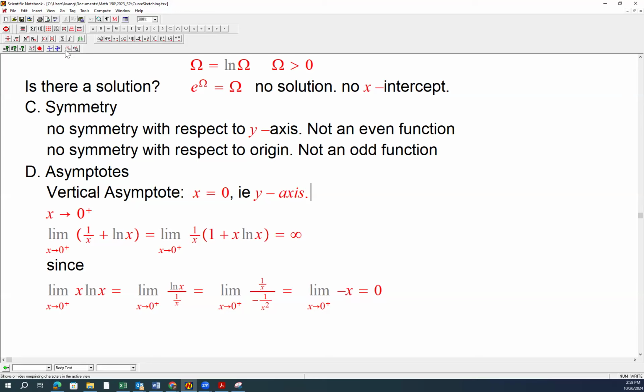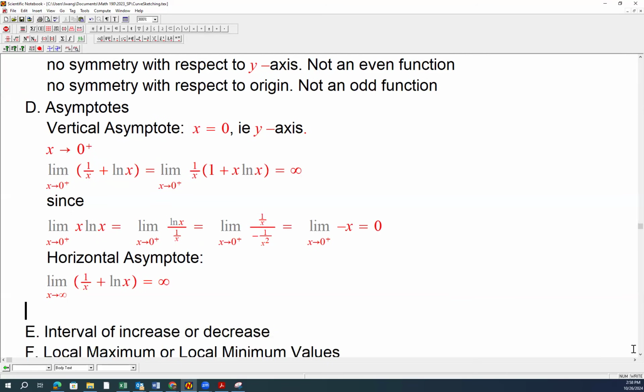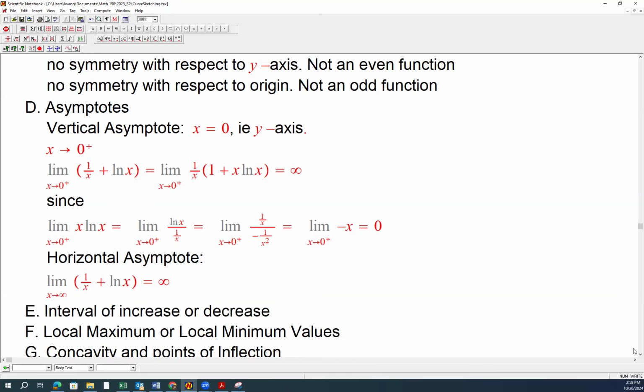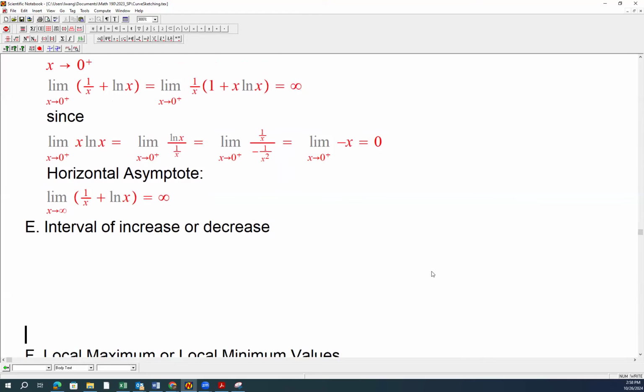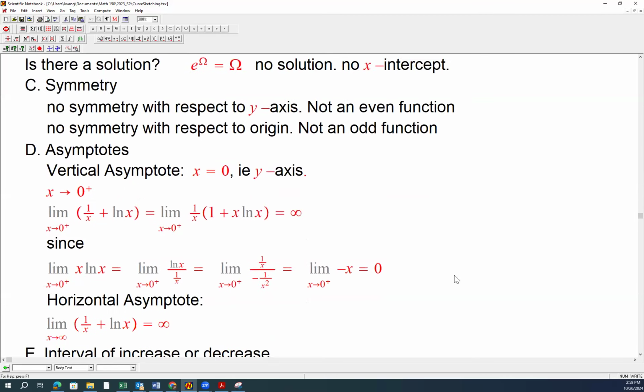If you go back to see the definition of vertical asymptote, you'll find one of the definitions there. So the asymptote issues are resolved. Vertical asymptote and horizontal asymptote are resolved. We don't have any horizontal asymptote. So let's look at the intervals of increase and decrease, and we're going to take a derivative to find critical numbers.